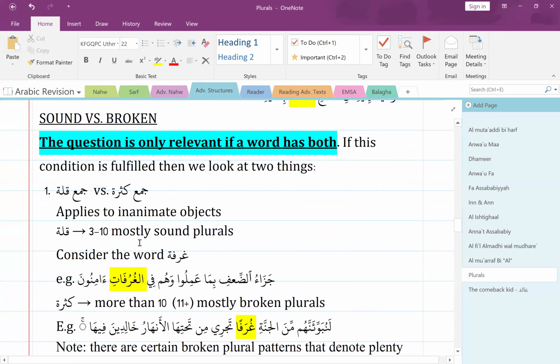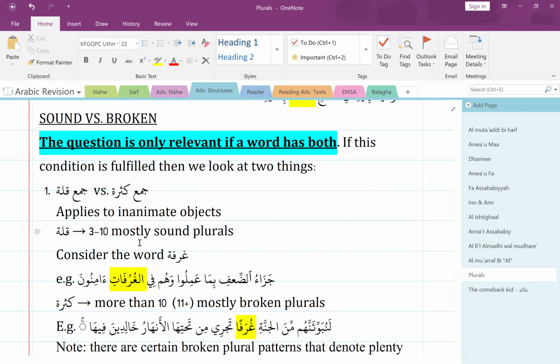So today, inshallah, we're going to go deeper and discuss sound versus broken. We mentioned that the two main categories of plurals are either going to be sound or going to be broken. But sometimes you have words that have both sound and broken. So the question then becomes, which one do I use? Do I go for sound plural? Do I go for broken plural? Is there a distinction between this broken plural and another broken plural, or between using the sound plural versus the broken plural? What's the idea?